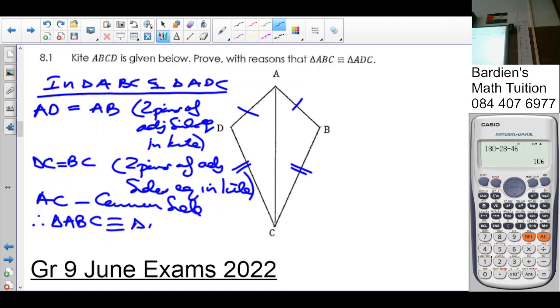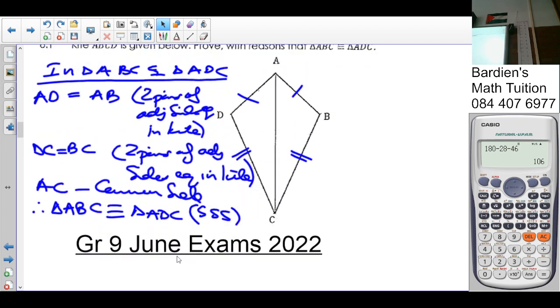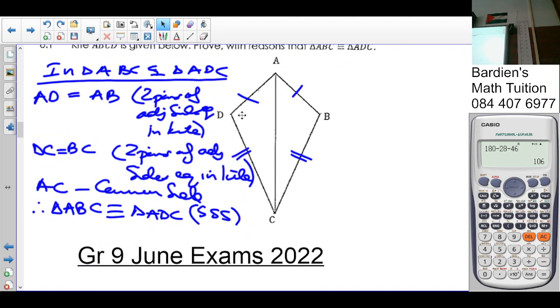to triangle ADC. Why? We use three sides. Okay. So I said SSA. How do you get A? I said angle B is equal to angle D. Yes? Opposite sides are equal. Opposite sides or opposite angles? Or angles.